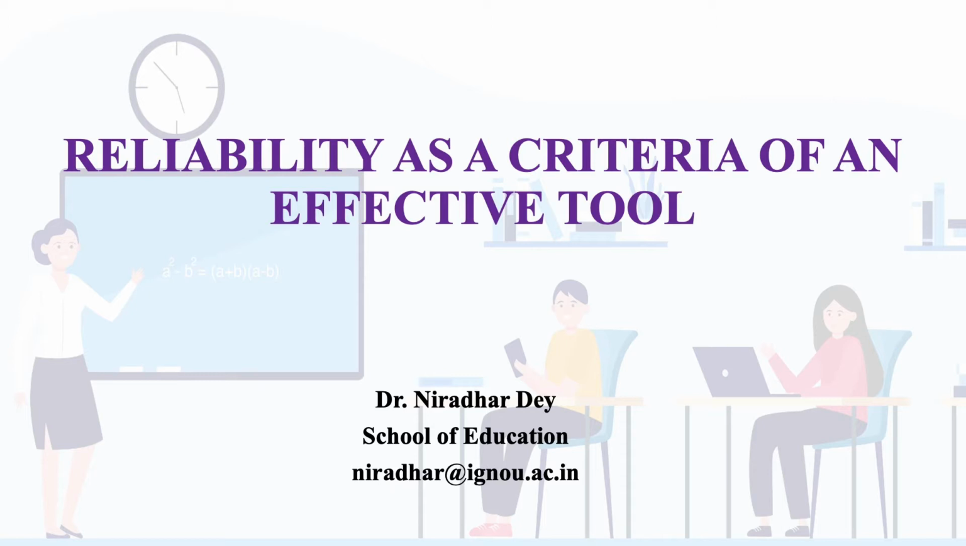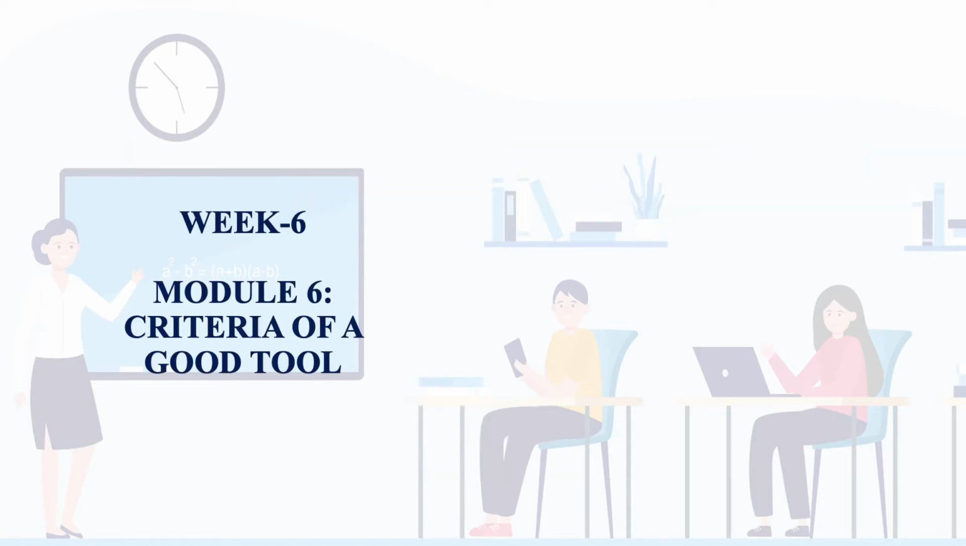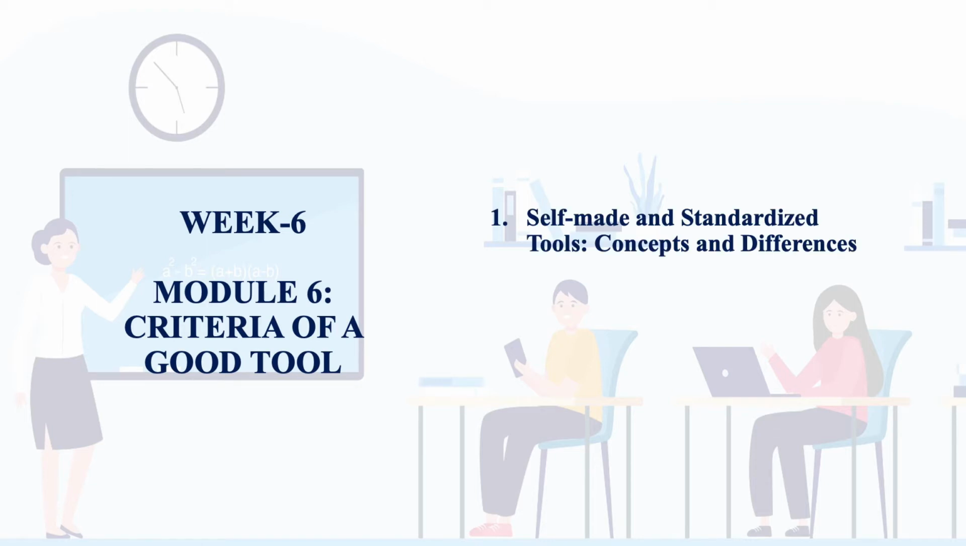So friends, presently we are in the 6th week of your online course, BES 1 to 7 Assessment for Learning, and we are presently in the 6th module, and the title of the module is Criteria of a Good Tool. In this module you will find 3 video lessons. First is self-made and standardized tool, its concept and differences, which we have already discussed in our previous content point. And the present video lesson is reliability as a criteria of an effective tool.